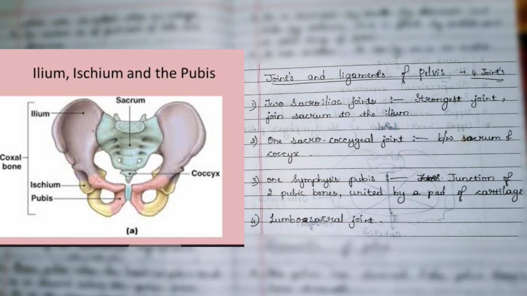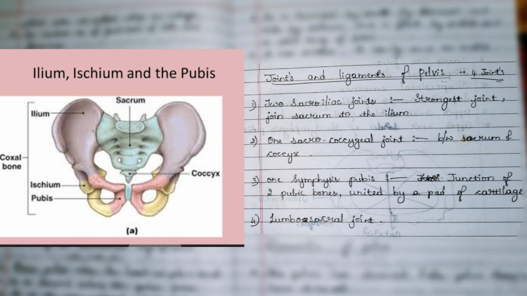And the fourth one is lumbosacral joint. This joint is present in between sacrum and the L5 bone, that is lumbar bone. Lumbar bone is present in the spinal cord. In the spinal cord, to the L5th bone, sacrum is attached and that joint is called as lumbosacral joint. And there is one lumbosacral joint. These are the joints of the pelvic.